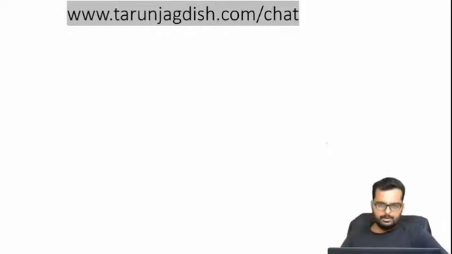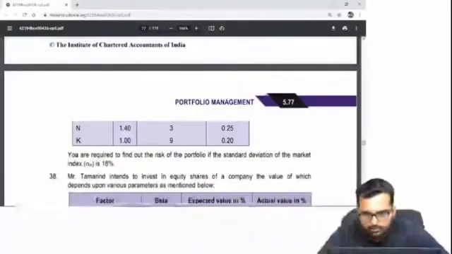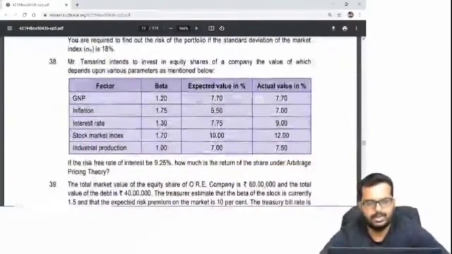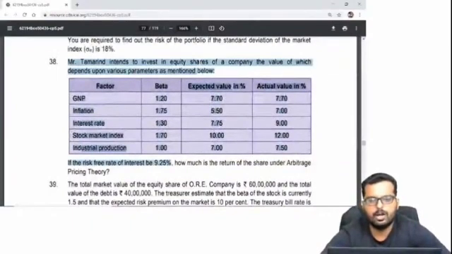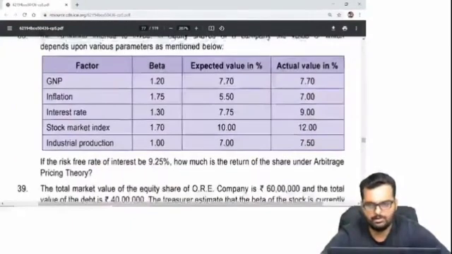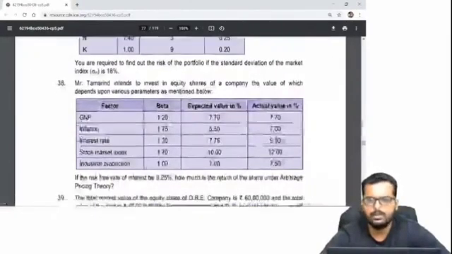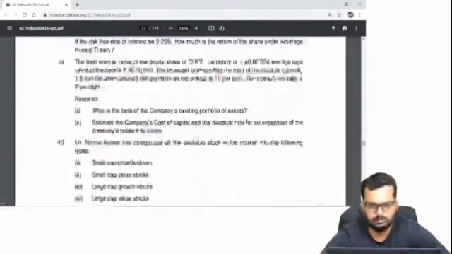Alright guys, are you all productive here? So we are done with this question also. Let's go to question number 38 now. This is a question on arbitrage pricing theory model. Have you not already done this question in class? We have done this question, friends. Let's go to the next one now.